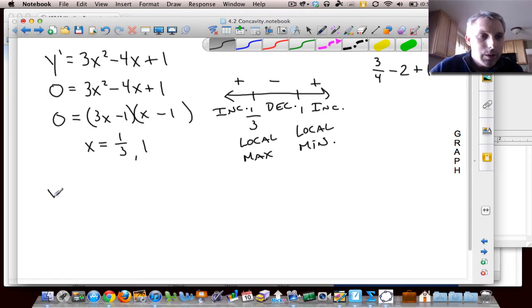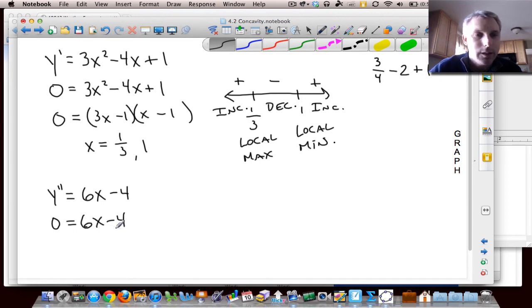We're now going to add concavity to the list. So I'm going to take my second derivative, and my second derivative looks like 6x minus 4. Is this ever undefined? No. But it is equal to 0, and it is equal to 0 when x equals 4/6, which is 2/3. New number line, throw the 2/3 on there, test your intervals.